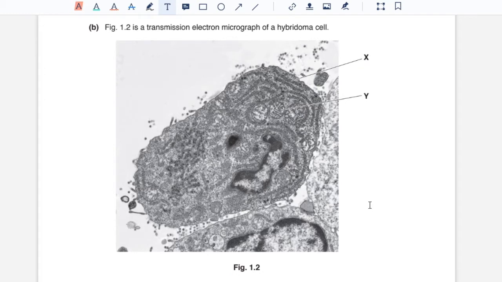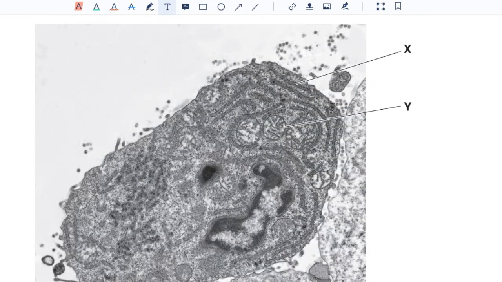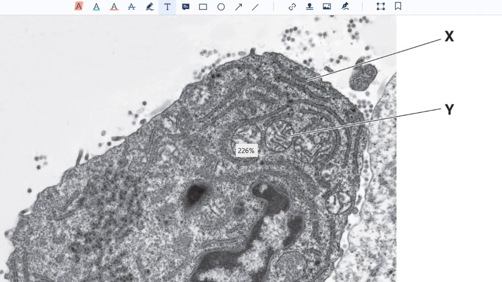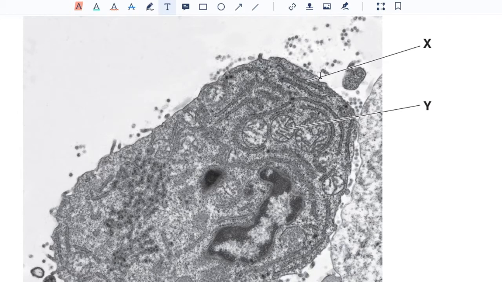B. Figure 1.2 is a transmission electron micrograph of a hybridoma cell. So this is a cell that is formed by fusion of plasma cells along with cancer cells. You'll be able to see that X is a rough endoplasmic reticulum, so it's got ribosomes attached to it. Now, ribosomes on the rough endoplasmic reticulum are the site of protein synthesis or polypeptide synthesis, and the rough endoplasmic reticulum itself is responsible for modification of those polypeptides.